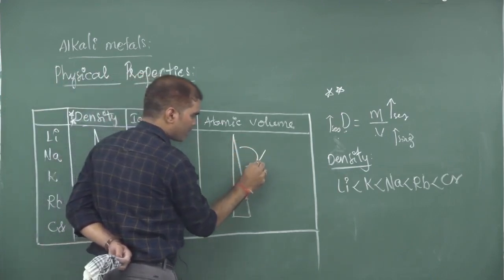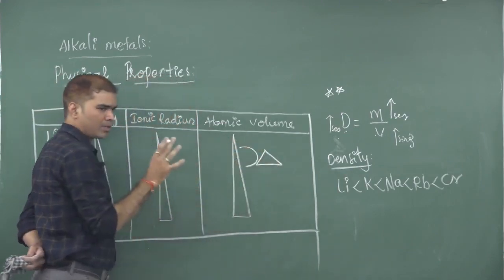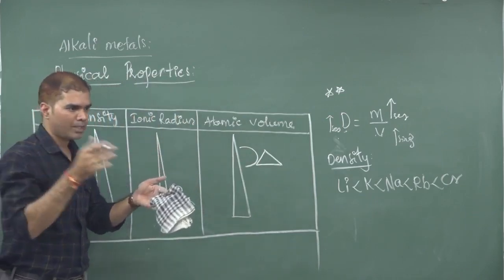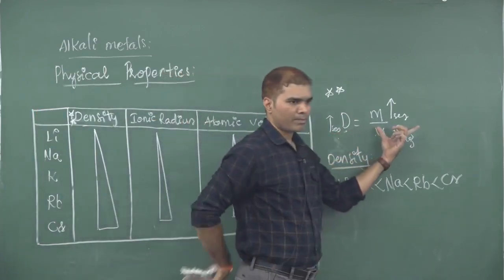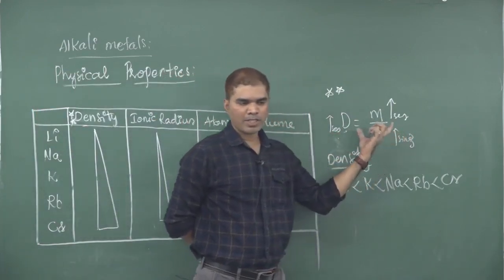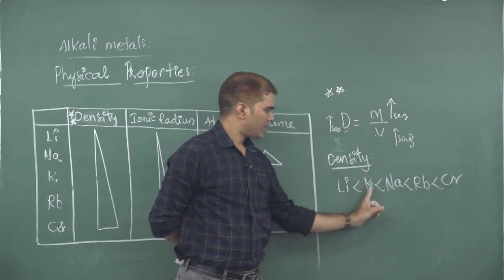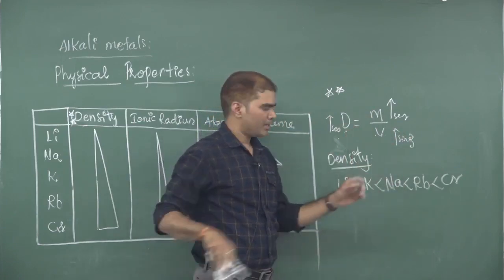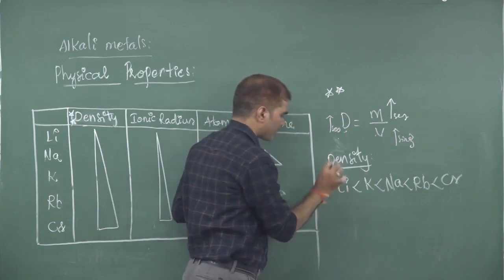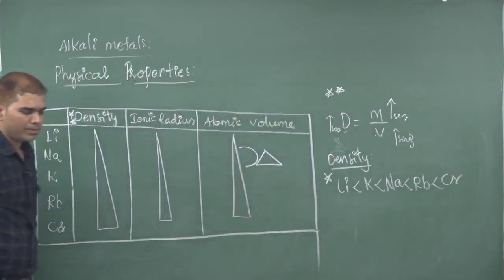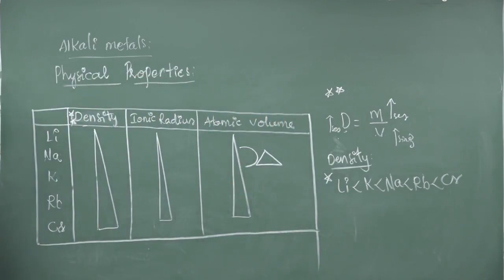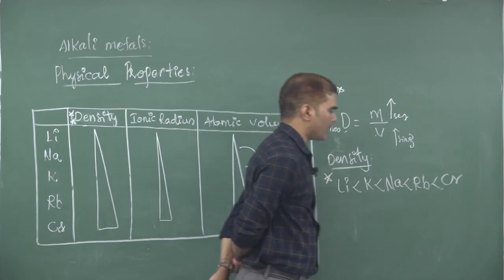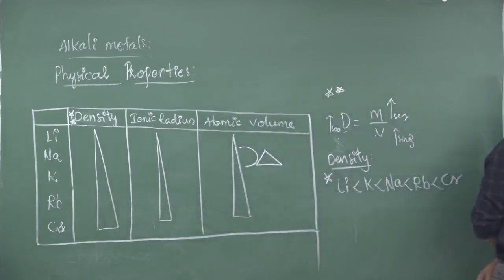From sodium to potassium, the atomic volume increases to a greater extent. So suddenly volume has increased. Mass is also increasing, but volume increases more. Since volume increases more, suddenly potassium density drops. So potassium does not come after sodium, it comes before sodium. Okay? So this is a very important trend. You can write down that explanation also. First write down that exception: lithium, potassium, sodium, rubidium and cesium.